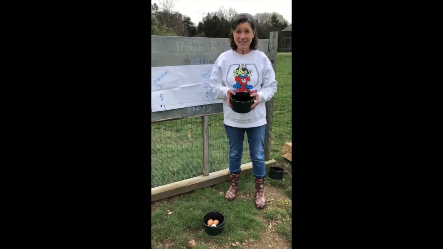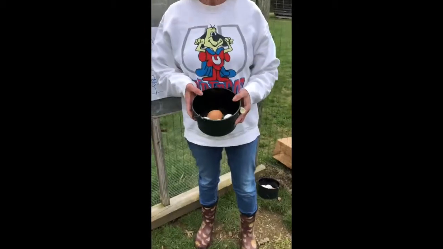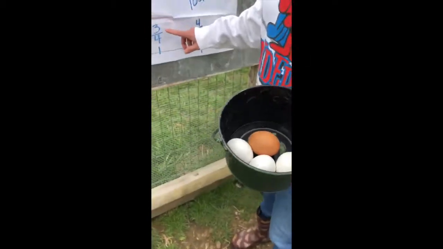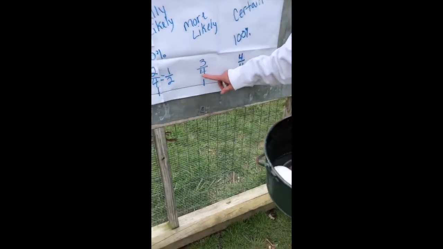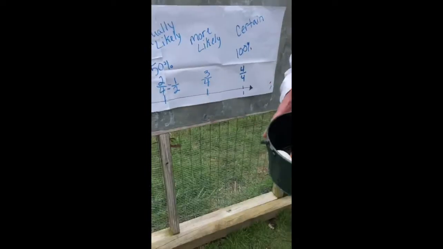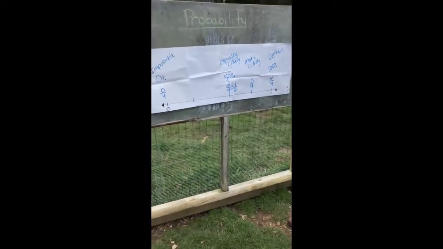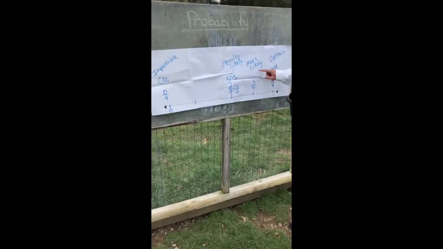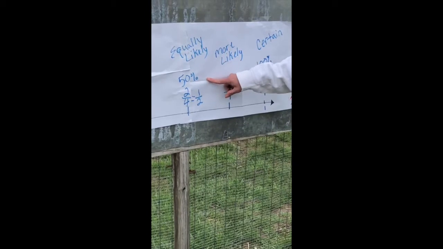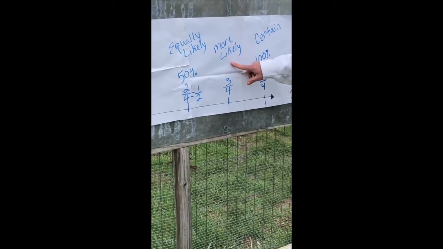So now I'm going to jazz things up a bit. This time I put 3 white eggs and 1 brown egg in the bucket. So that means my probability ratio is 3 out of 4 are white. And you can see I've divided my number line up into 4 equal sections. So the chances of me pulling a white egg out of this bucket are more likely because you can see we're above that 50%, above that half. So I'm more likely to pull a white egg.